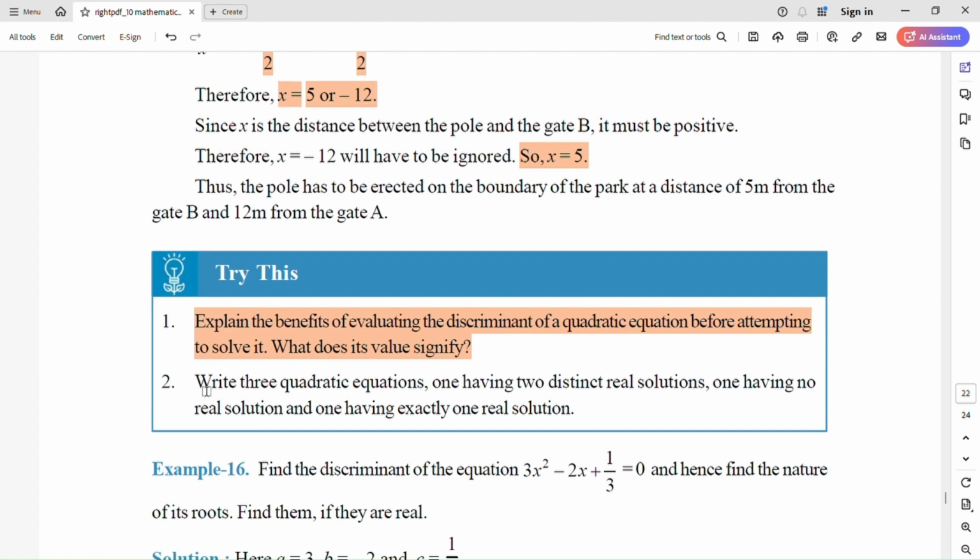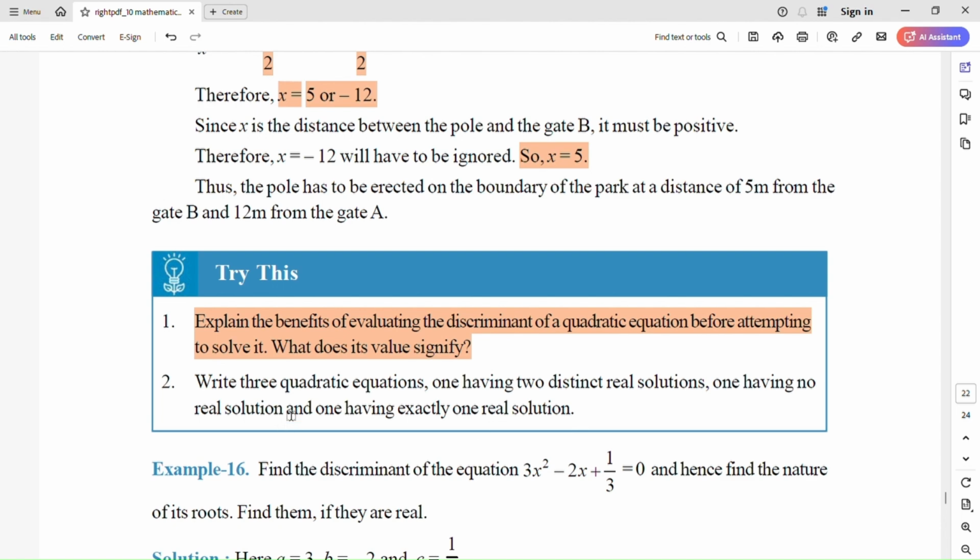So based on that, we can continue to find the roots of the quadratic equation. If the discriminant is negative, you need not find the roots, right? Because no root exists for that. Okay. Write three quadratic equations: one having two distinct real roots, one having no real solution, and one having exactly one real solution.